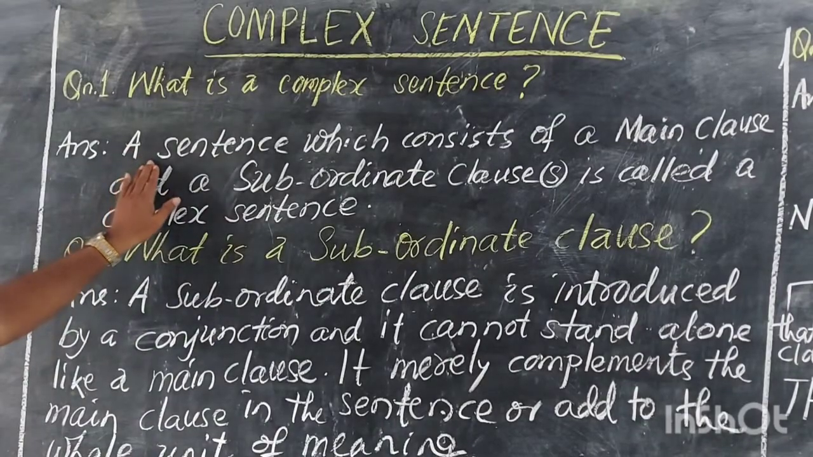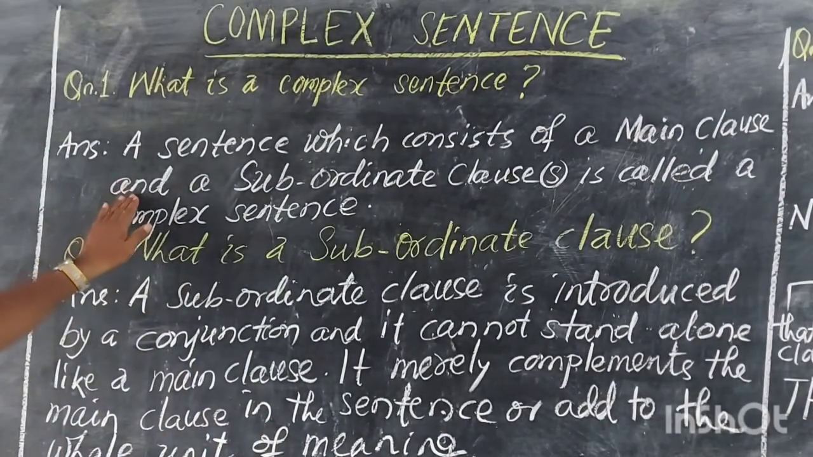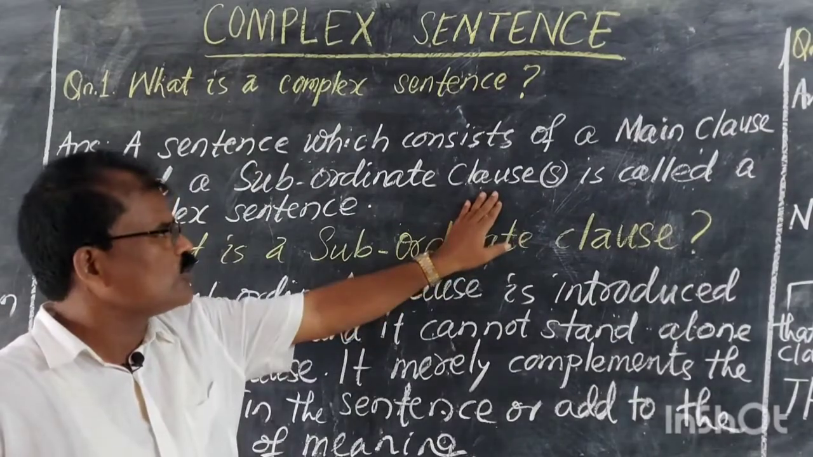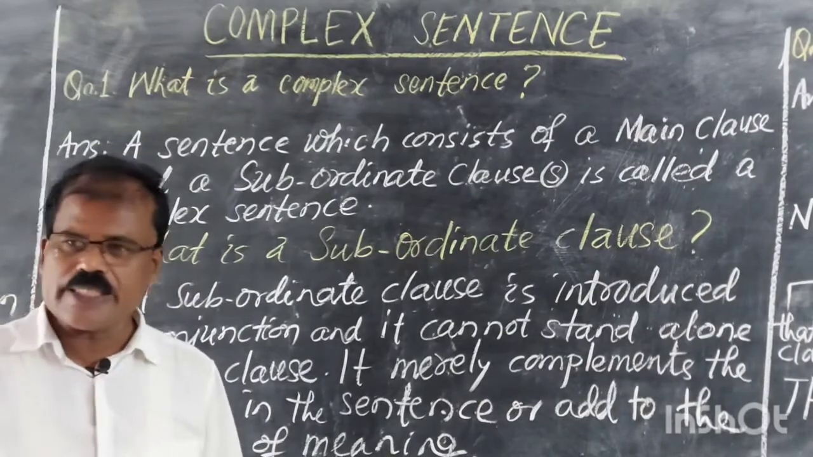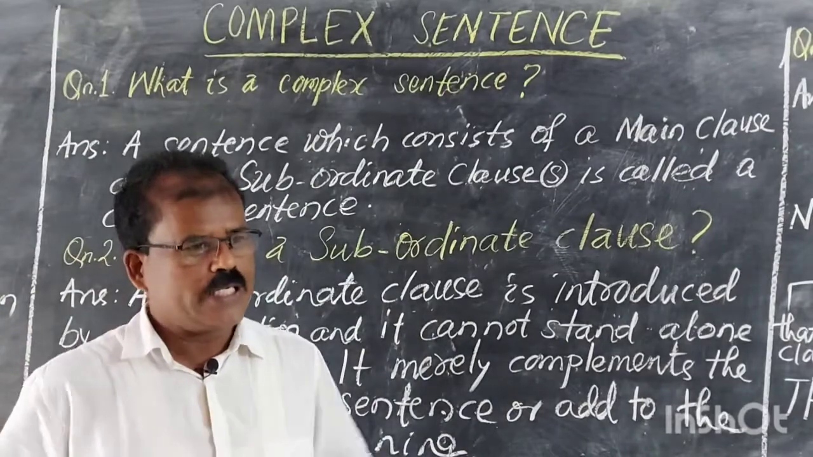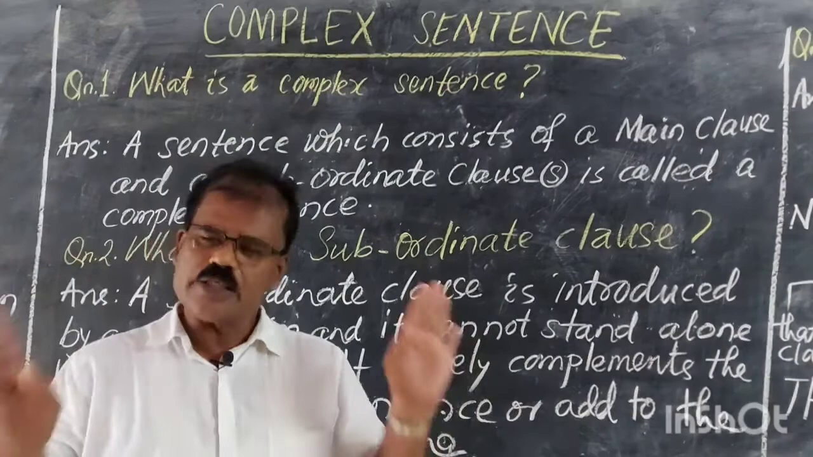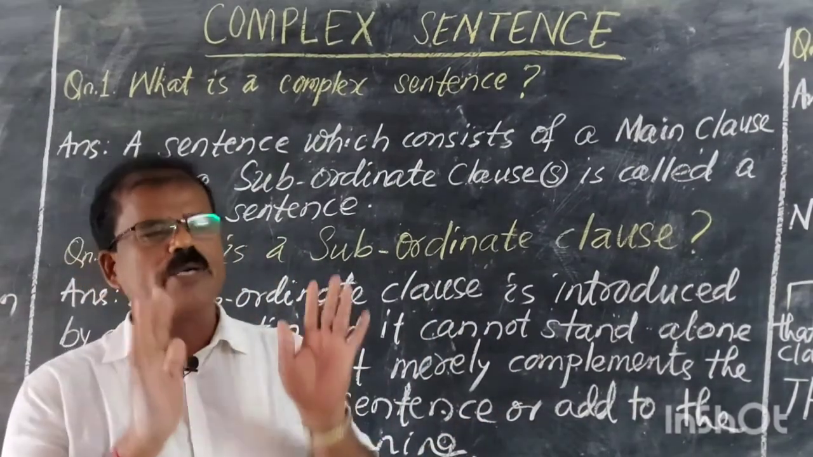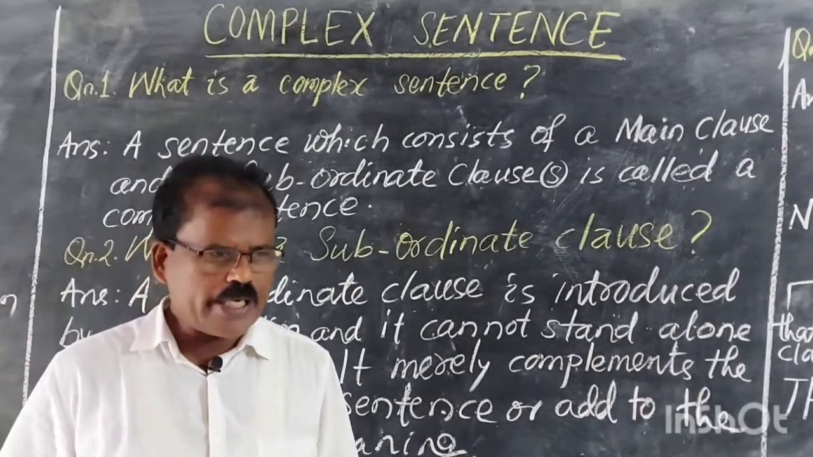A sentence which consists of a main clause and a subordinate clause or more than one subordinate clause is called a complex sentence. That means in a complex sentence there is one main clause. It can stand alone, it is independent, and the rest of the clauses are subordinate clauses. They cannot stand alone. They begin with a subordinator or subordinating conjunction. Okay?